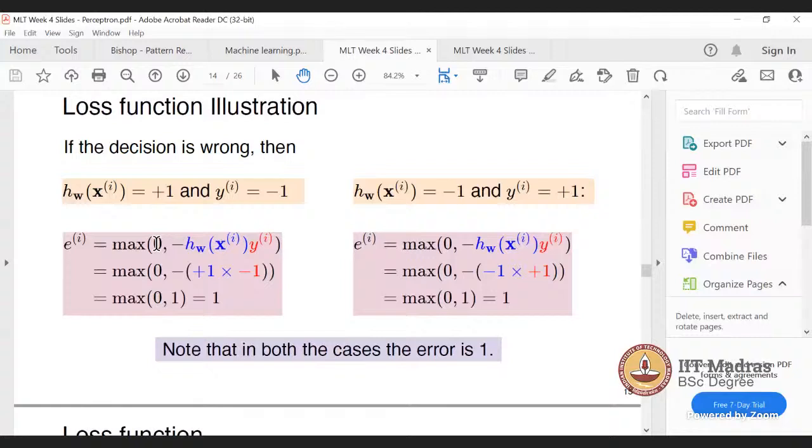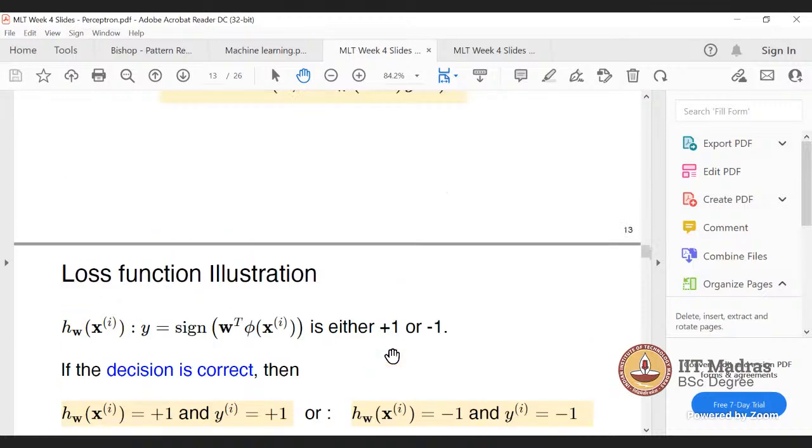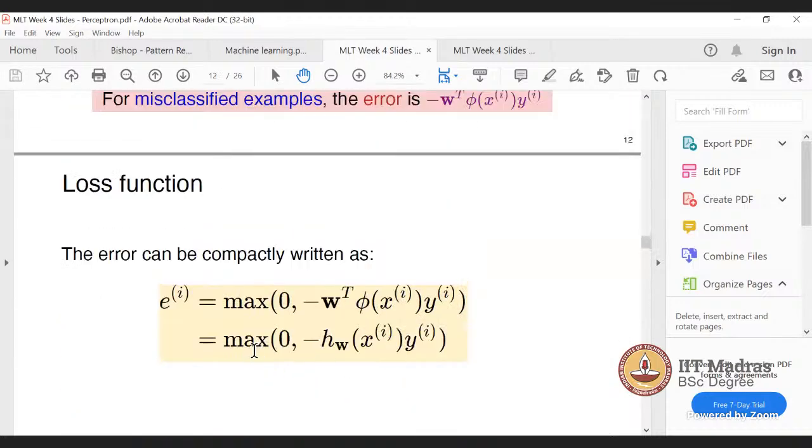Again, if the actual class is positive and it is classified as the minus class, then your error is again going to be 1. And if it is classified correctly, then it is +1. Then remember this term is going to be negative, so the maximum will be 0, so the error will be 0. Again, if both are negative, that is, if the predicted and actual classes are negative, then this particular term is going to be negative, so the maximum is 0, and again the error is 0. So remember this expression for the error for the perceptron classification problem.